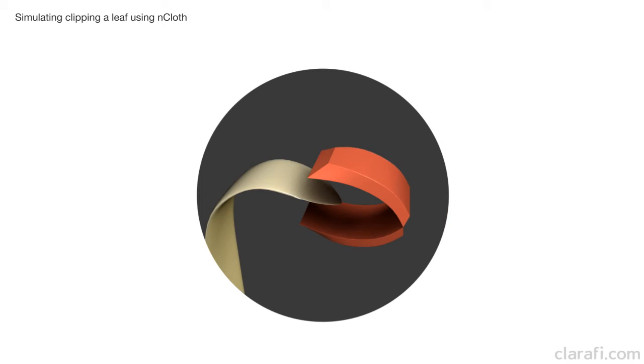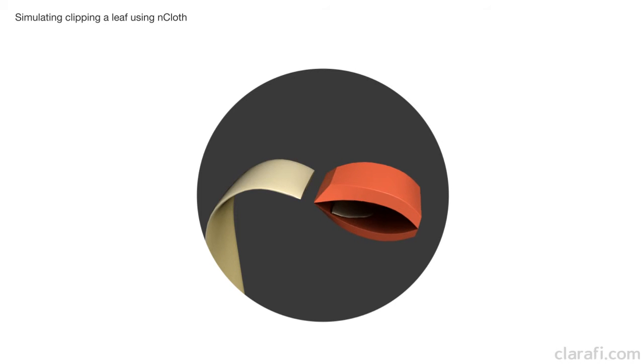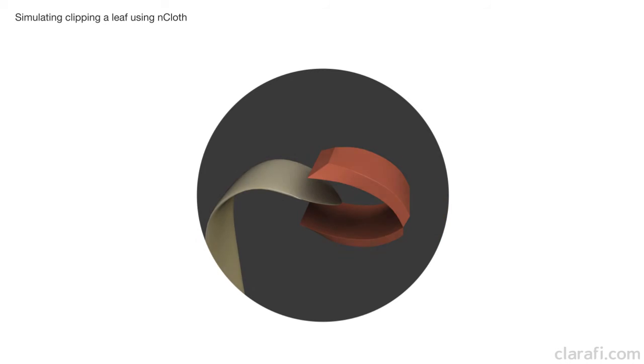I could have made both pieces of leaf into nCloth objects and connected the two pieces together with a dynamic constraint. But because these were just visual metaphors and I wasn't making a photorealistic leaf, I decided to use a simpler setup.